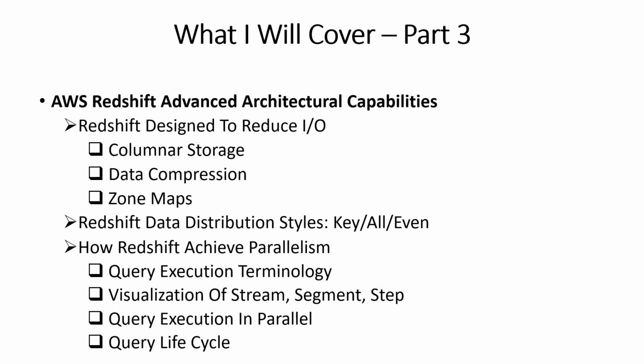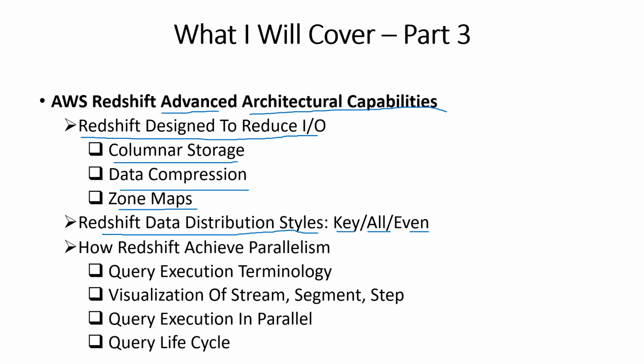Then I will have a deeper dive and cover advanced architectural capabilities of Redshift. Redshift is designed to reduce I/O, and that happens through columnar storage, data compression, and zone maps, which we will cover each. Also, Redshift data distribution can be key, all, or even style. We will cover those, and we show how Redshift achieved parallelism.